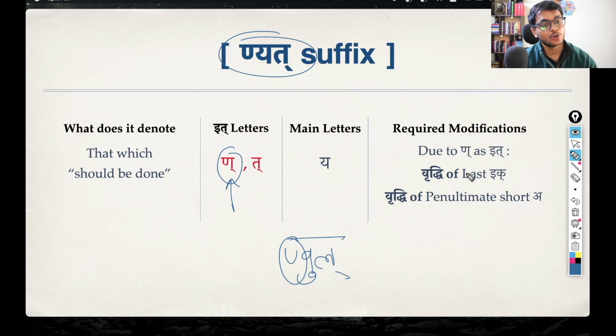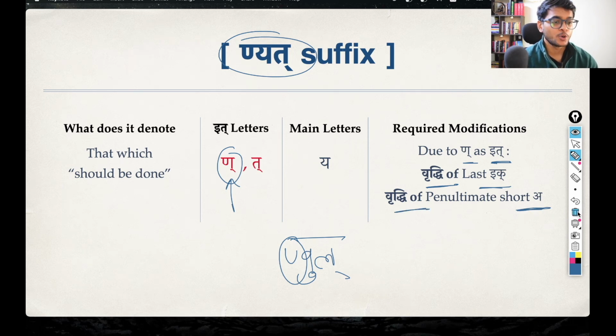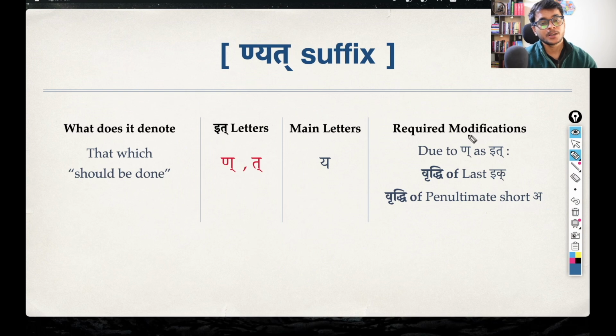So there we saw that due to this na as an it letter, the vriddhi of the last ik happens and the vriddhi of the penultimate short a happens. Okay, so I hope you remember this rule: if na is there as an it letter, this na causes the vriddhi of last ik and the vriddhi of penultimate short a. Okay, so the required modifications for this pratyaya are different.